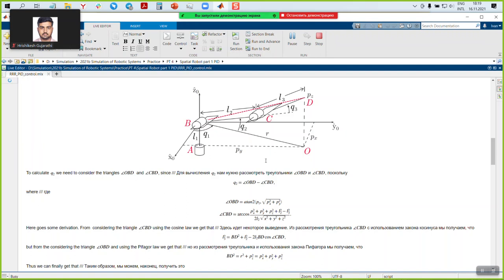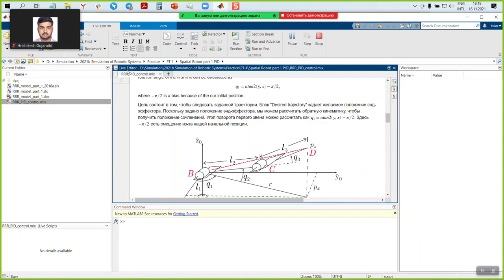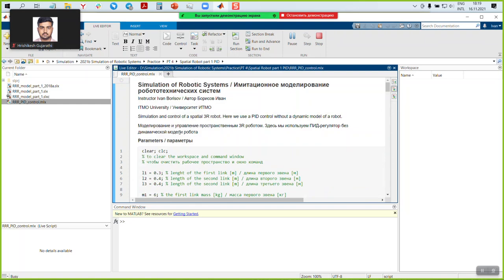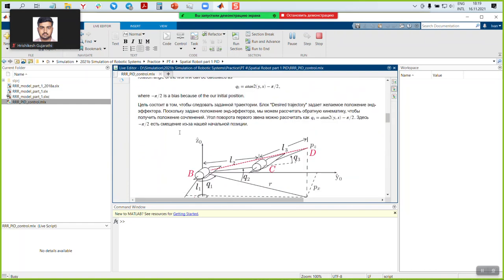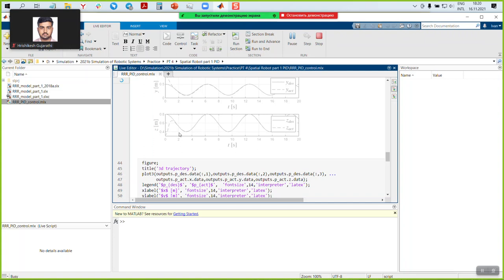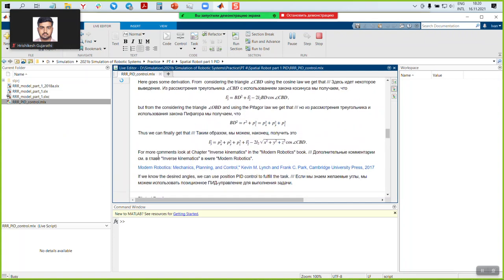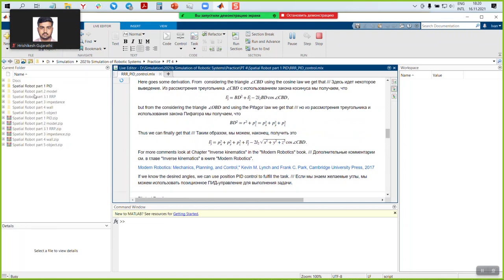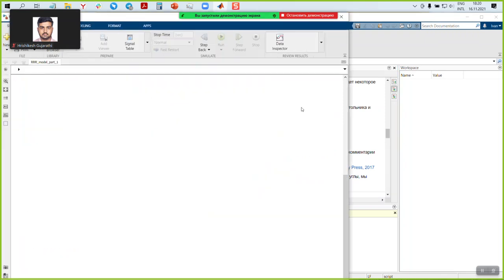Zoom takes a lot of memory, and this is why the computer is pretty slow. So we need to wait a little bit. Alright, while it is uploading, I will also try to... Alright.